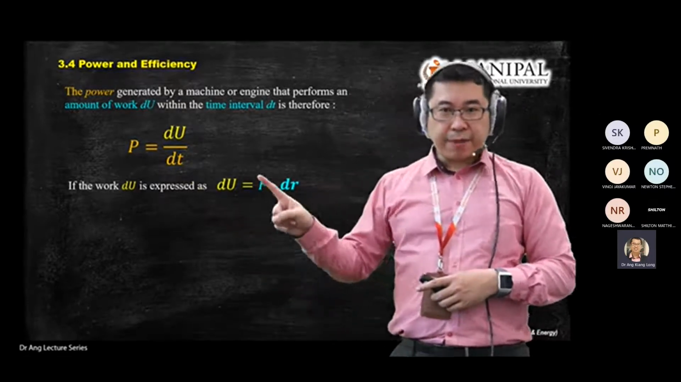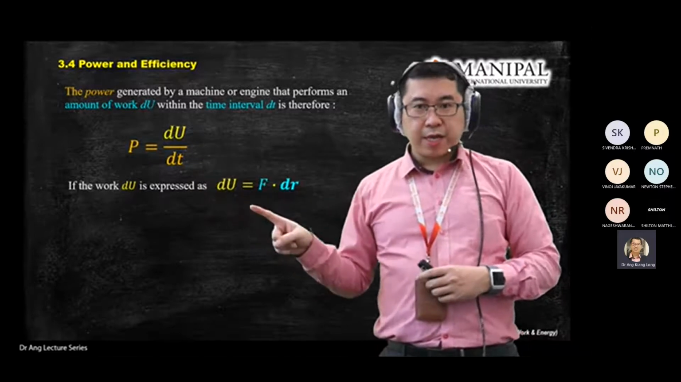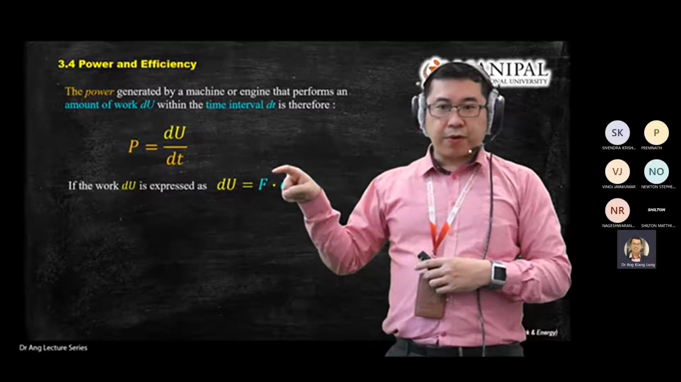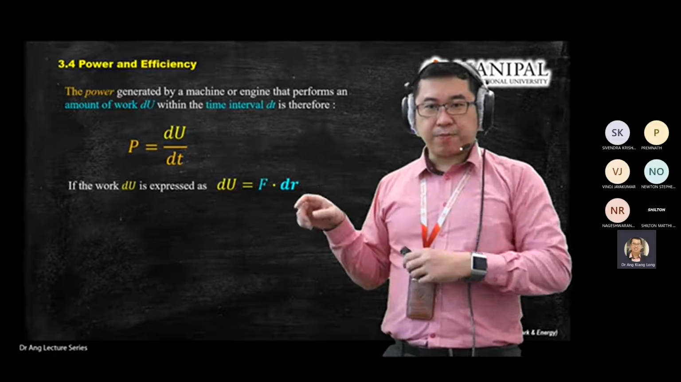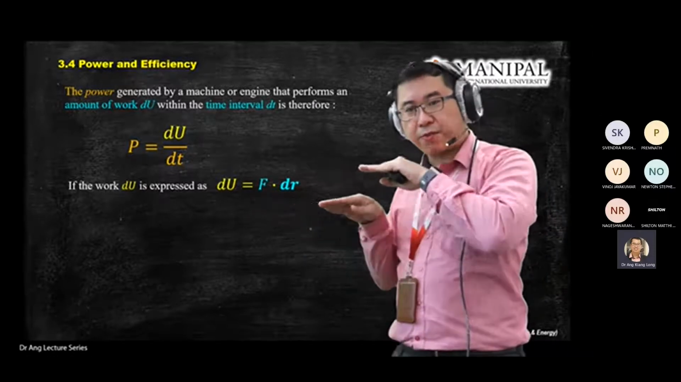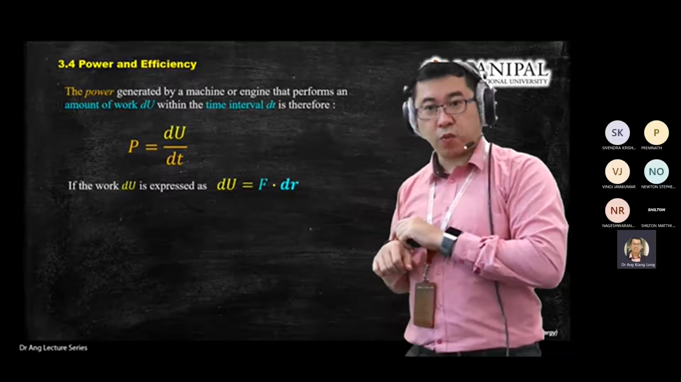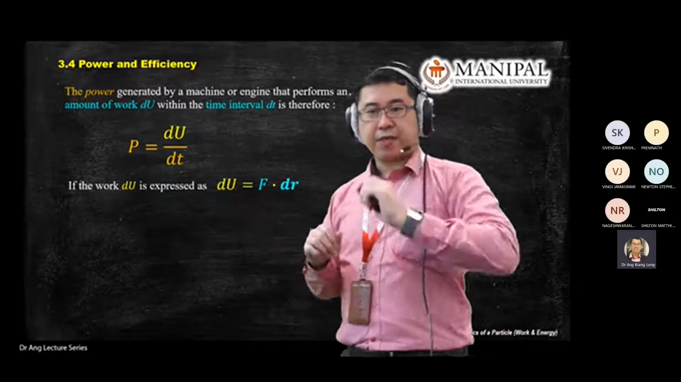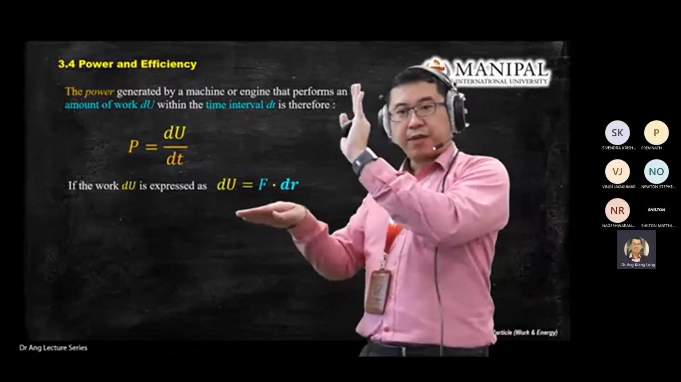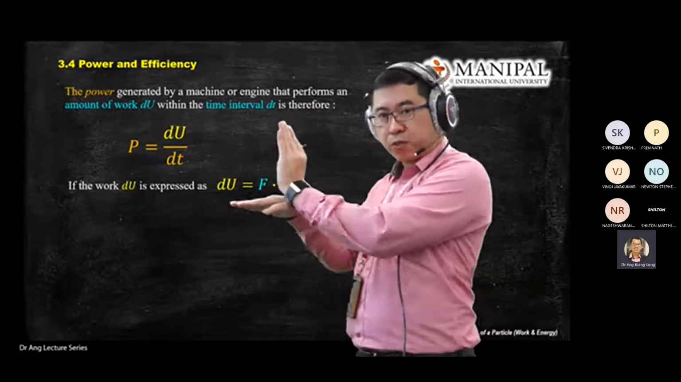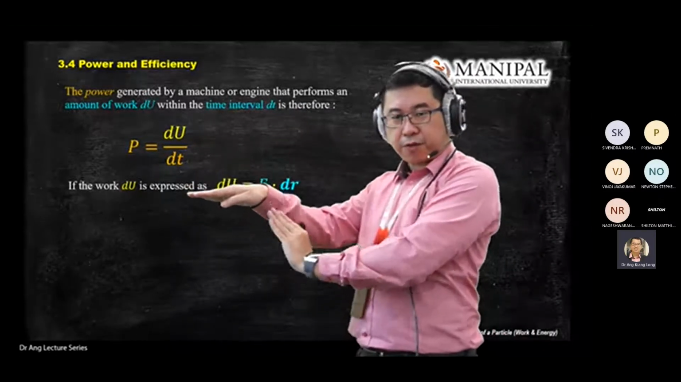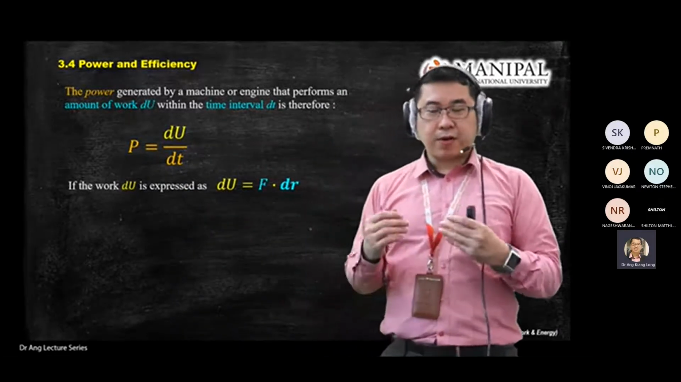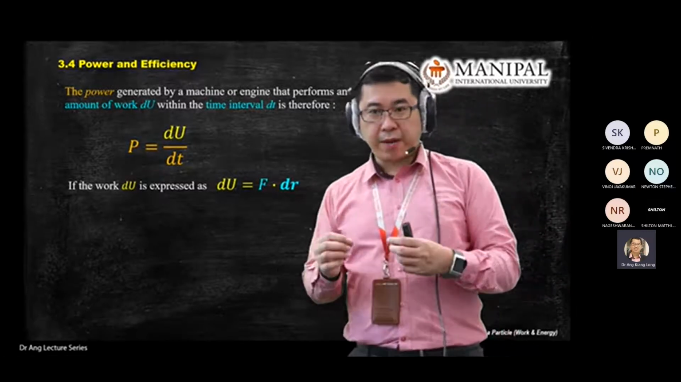In another mathematical form, when you rearrange these two, your work is actually the change of force and position: force and displacement. If these two go in the same direction, you get a positive work. If your force goes in the opposite direction to your displacement, you get a negative work. And if your force goes perpendicular to your displacement, there is no work done. These are all the fundamental concepts that you need to be aware of.